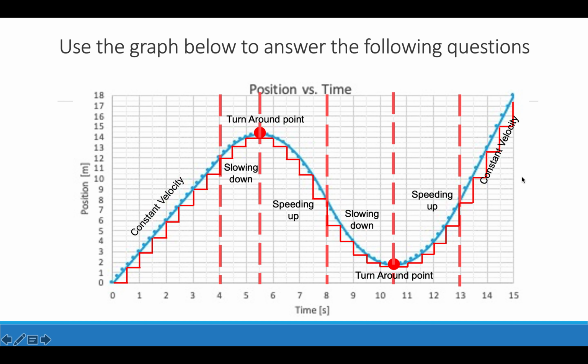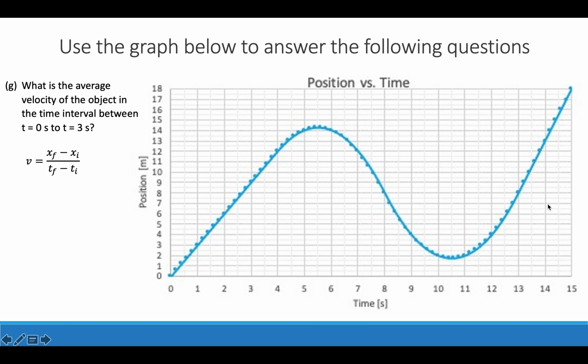So that gives us another way that we can analyze the graph with these steps, but it's important that you keep the same horizontal distance for each of those steps, and then you can look at how the vertical distance changes.